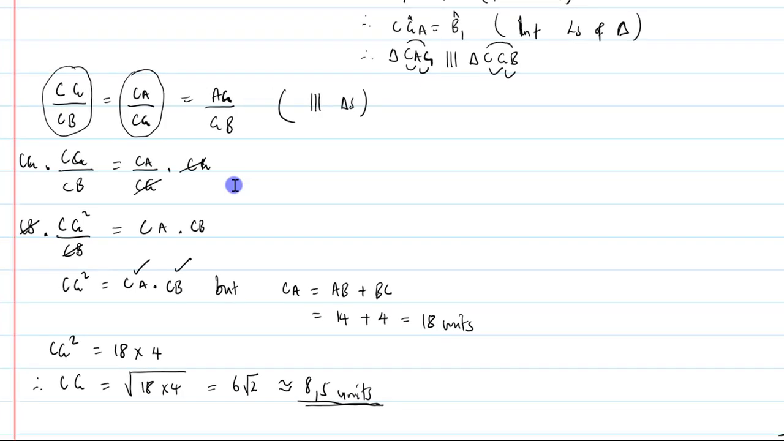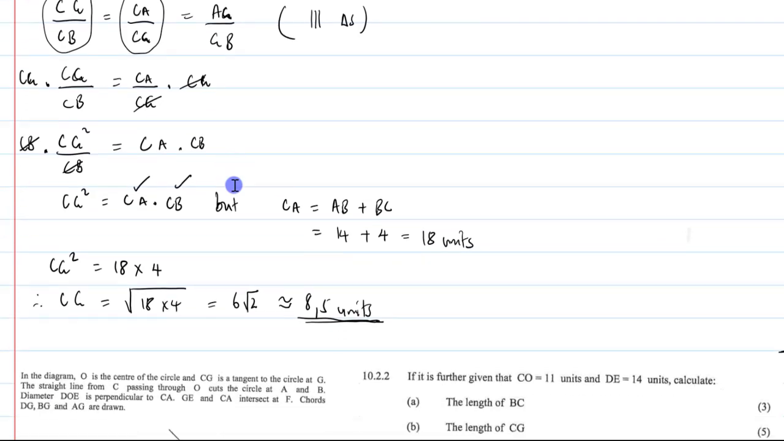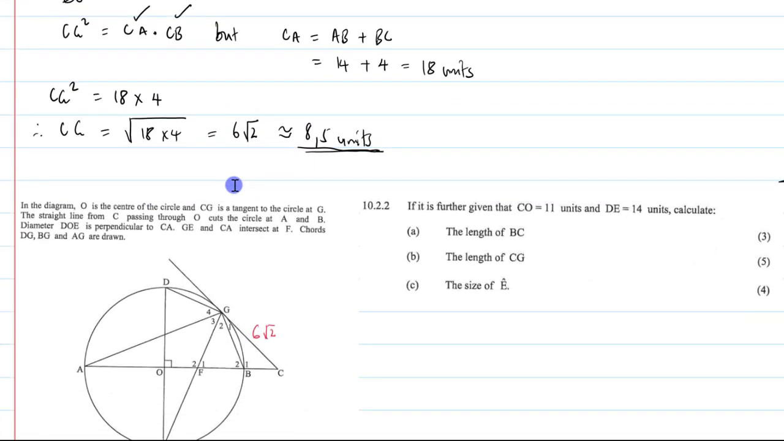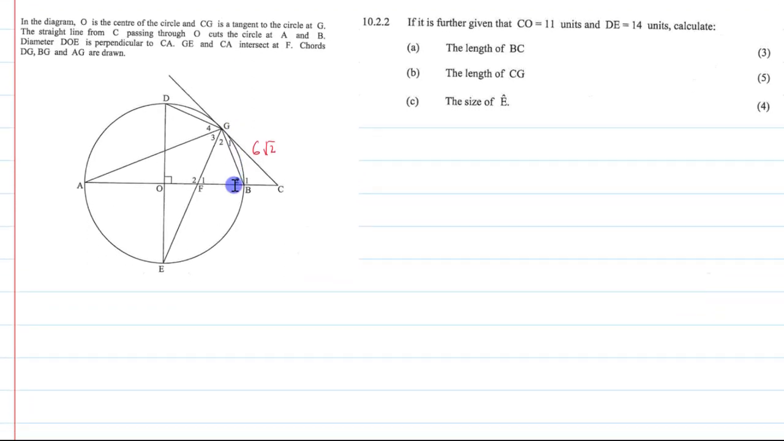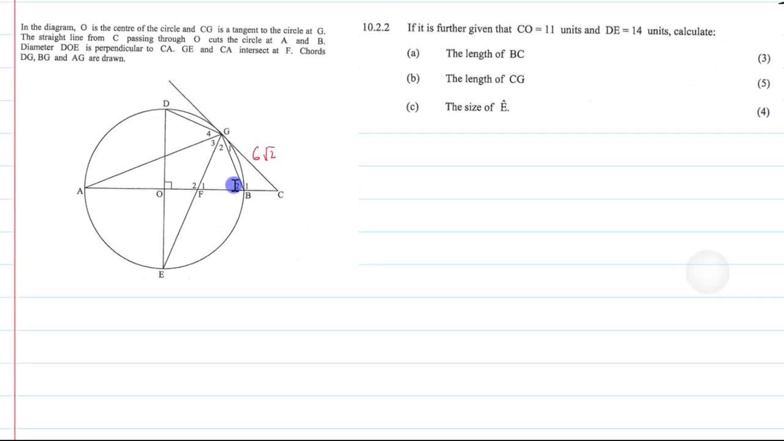Okay, for the next part of the question, I will need to make space. Again, I've copied the question or the diagram, and I've just inserted the value of CG that we've been working out in the previous question. So CG is equal to that. We now need to find the size of the angle E. So this angle here is what we require to calculate.